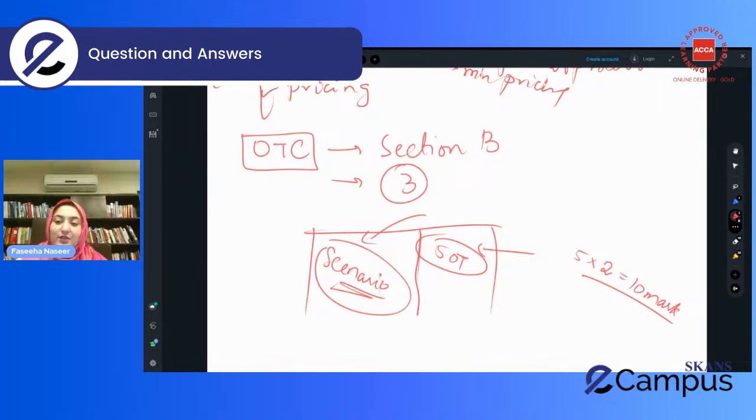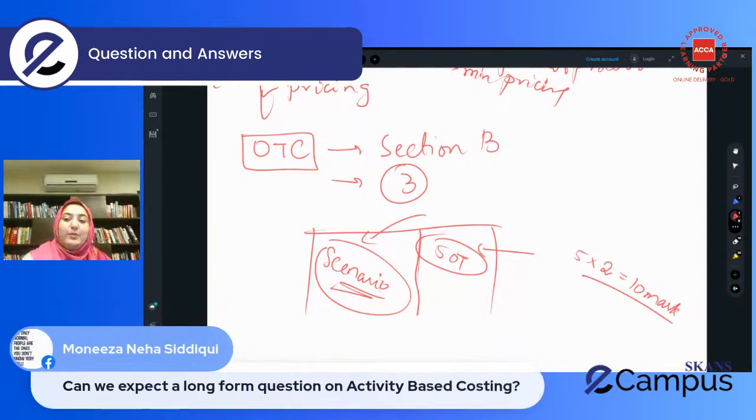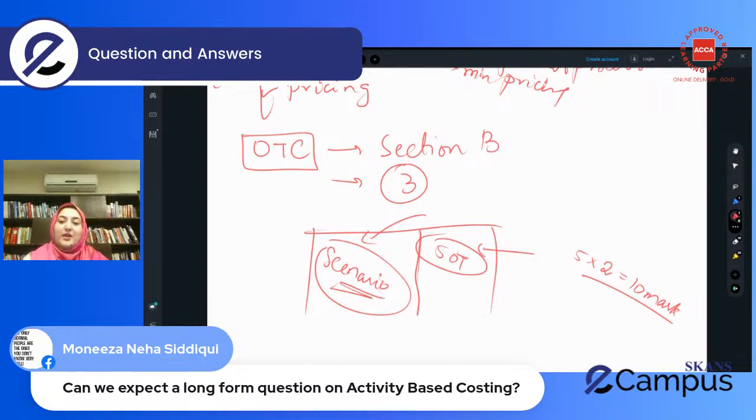All right, thank you very much for the next question. The question is: can we expect a long form question on activity based costing? As I explained earlier as well, the areas from section A of the syllabus cannot be tested as a long form question. They can only be tested as the objective test questions or the OT case questions in section A and B of the exam. So we cannot expect a long form question. However, the objective questions can be tested in any way. So you need to cover the entire concept, all the aspects of a particular topic, right?